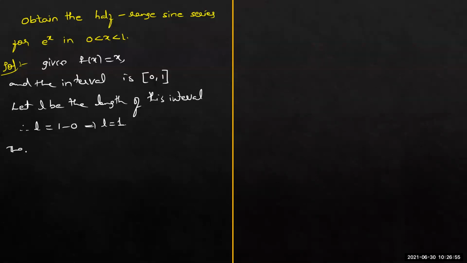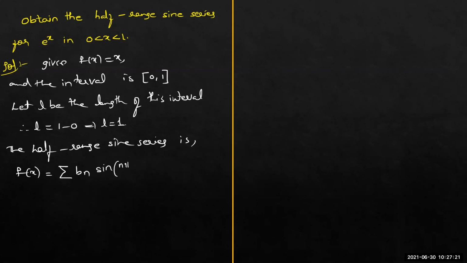And now if you write the half range Fourier series, the half range sine series is, I'm just writing it like this. f of x is equal to summation bn into sine n pi x by L. In an arbitrary interval, we always take it like this, sine n pi x by L. Right? Yeah, I'm sorry. The function is not x, you see. This is e power x.